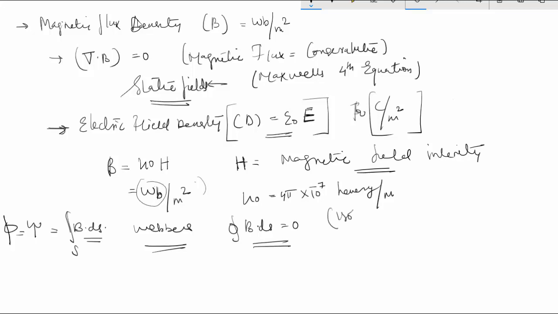This says that isolated magnetic poles don't exist. They always exist in pairs, like there will be a north pole, then adjacent to it there will be the south pole, and the field lines will pass from north to south pole. Even if you split it into two, you will find a north and south pole.